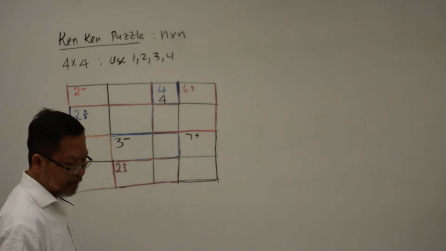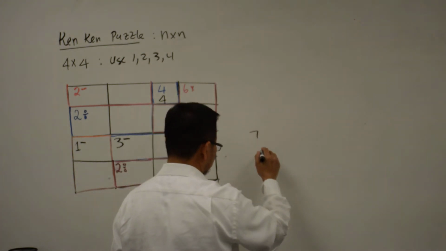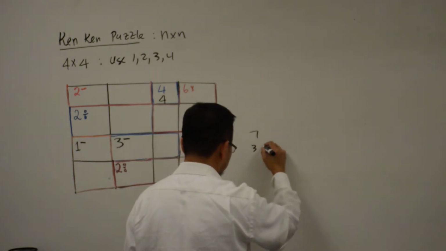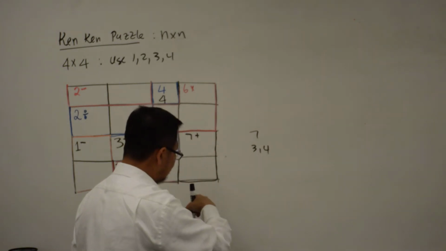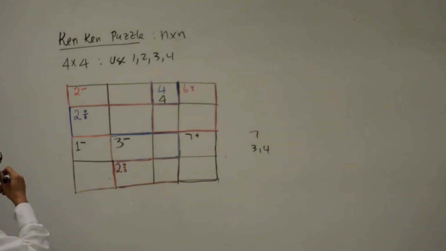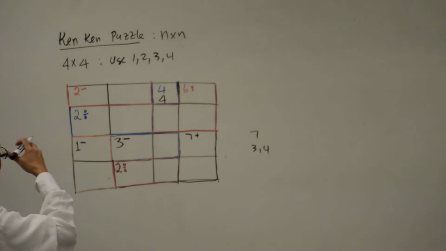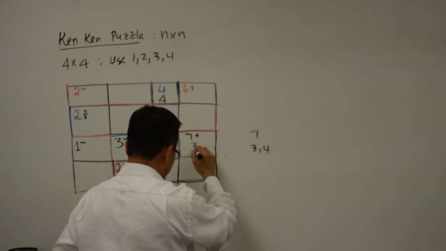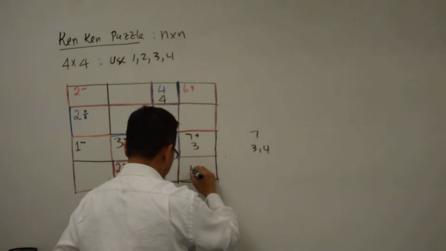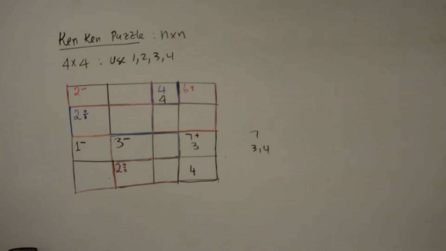Well, let's look at number 7. For 7 you can write down 3 and 4. That's the only 2 you have, 3 and 4. You cannot use 5 because it's numbers 1 to 4, right? So if we pick, let's say, 3 here, then 4 is going to be in this column here. Okay.